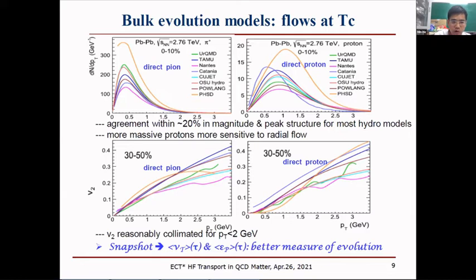We see for direct pion, between different models, there's an agreement within only like 20% in magnitude, and also in the peak structure of the pion spectrum in pT. For protons, because it's more massive and more sensitive to radial flow, this variation is even larger.